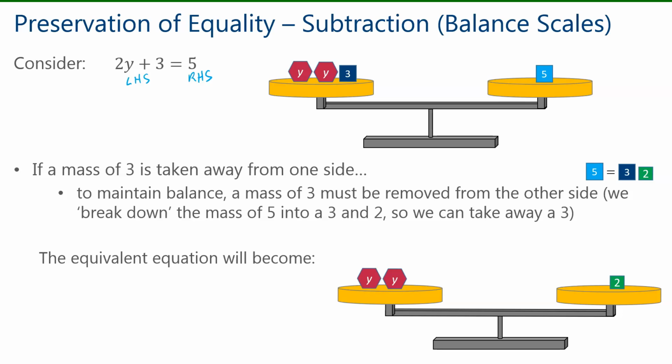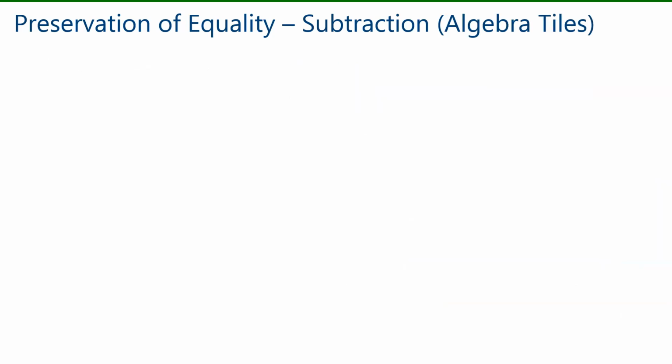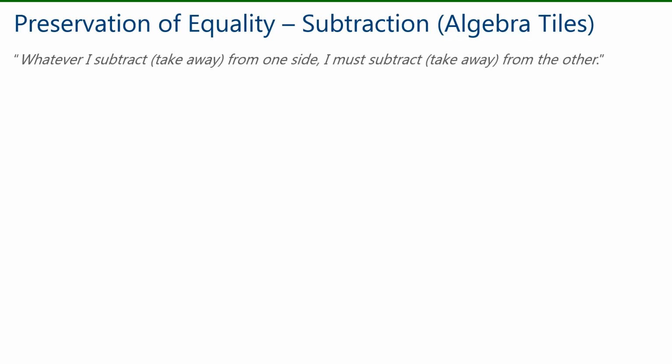And our equivalent equation is 2y equals 2. So my left-hand side is now just 2y, and my right-hand side is now just 2. And our second model, algebra tiles. Whatever I subtract or take away from one side, I must subtract or take away from the other.